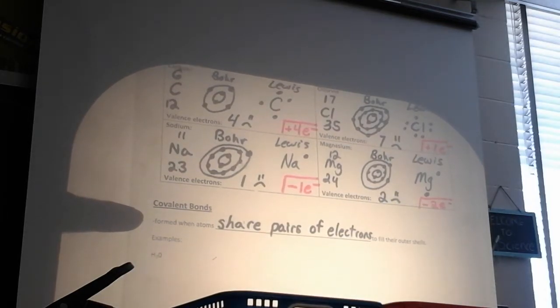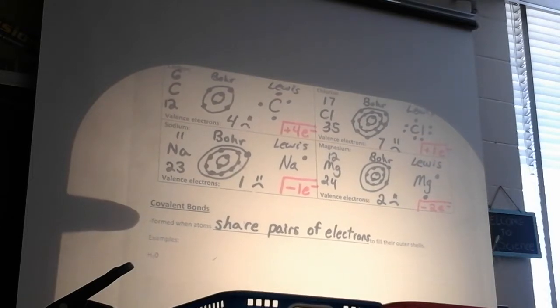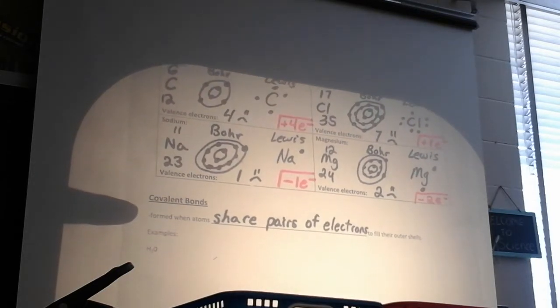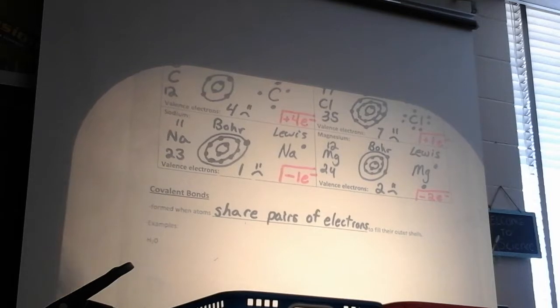Zoe: So salt wouldn't be a covalent bond because they just share one? We're going to look at that. Yeah. Okay, so covalent bonds are when they share pairs of electrons.